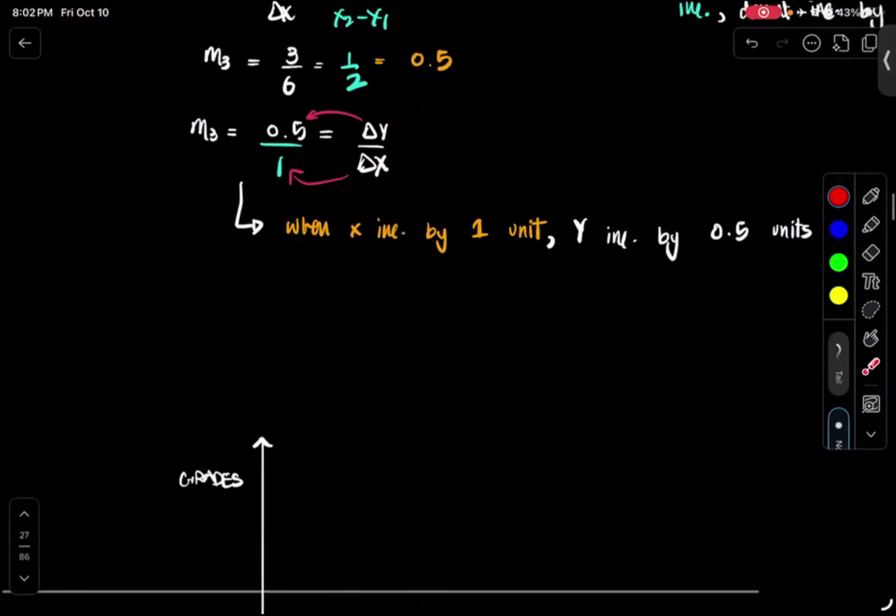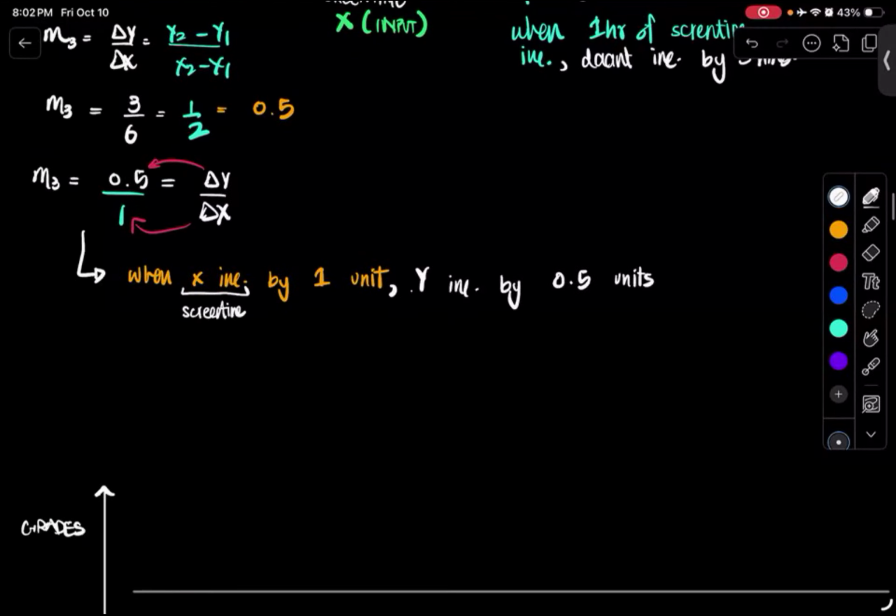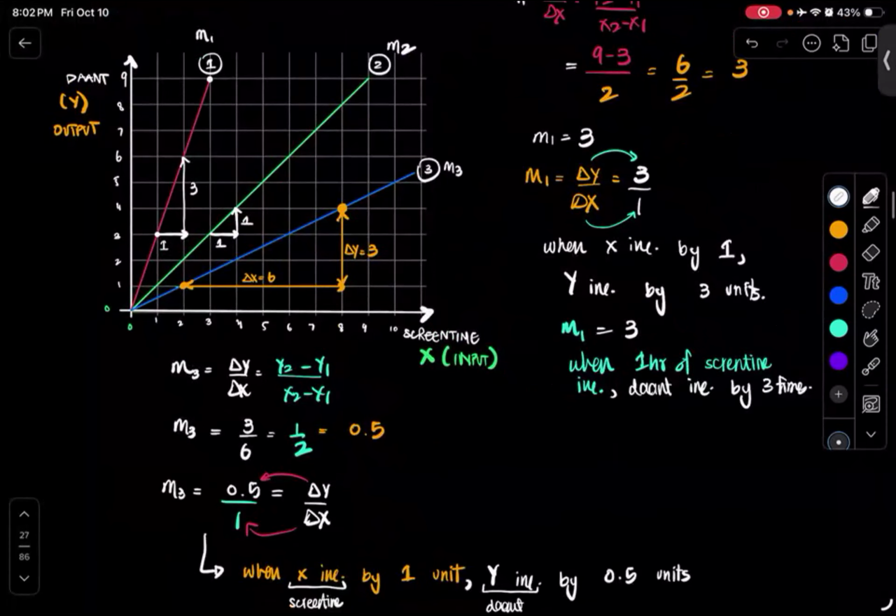Now, instead of writing x and y, I could also write these variables, right? Screen time and dant. So instead of x, I write screen time, and instead of y, I write dant. So the number is telling me that when my screen time increases by 1 unit, my dant increases by 0.5 units.